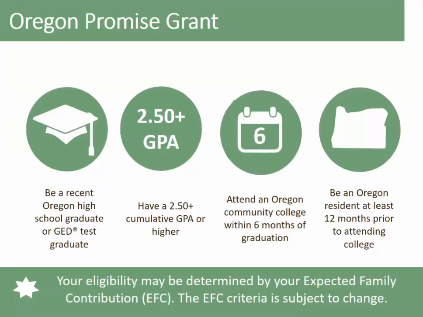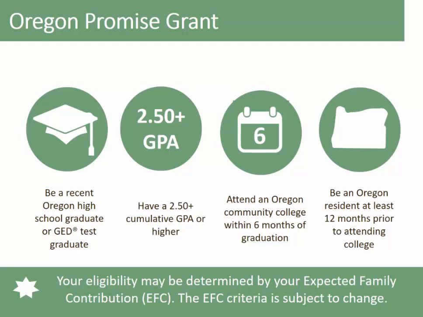Next up is the state's newest grant, the Oregon Promise Grant. In order to qualify for Oregon Promise, you must be a recent Oregon high school graduate or GED test graduate, have a GPA of 2.5 or higher, or have passed your GED test, and you must attend an Oregon community college within 6 months of graduation. What that means is when you graduate from high school, you have 6 months to enroll and attend a community college. That does not mean register, it means enroll.